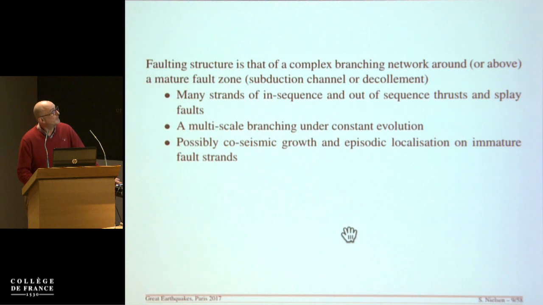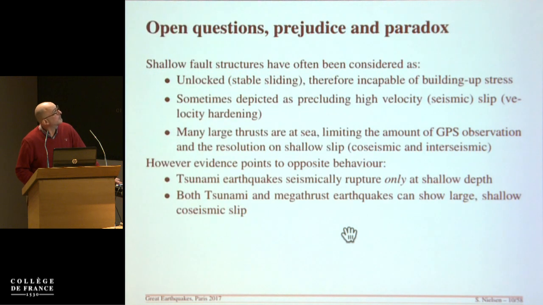It is a sort of array of faults that branch away from the main subduction channel, or décollement, where most of the slip is accumulated. There are many strands which are in sequence and out of sequence, and there are splay faults in the back, which are believed to participate in the seismic motions, which are not on the main décollement. So it's a multi-scale branching which is under constant evolution, because the prism is unstable and the faulting is constantly recreated. So possibly those branches of the fault are growing episodically during the earthquakes, on very immature fault strands.